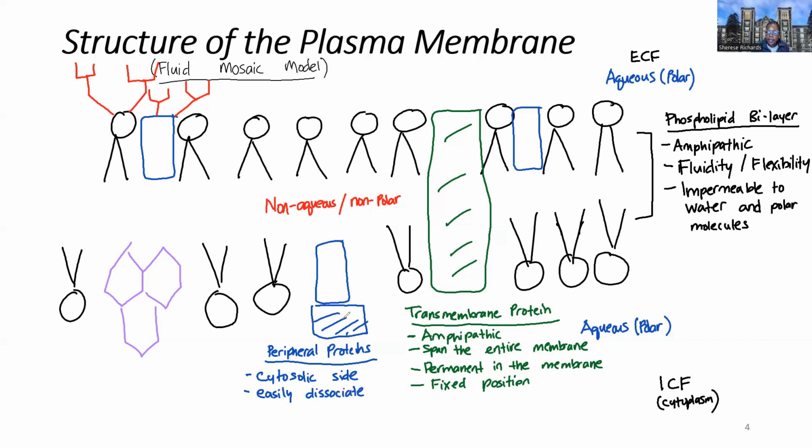And dissociate means that they can move away from the membrane, float across the membrane, right? Not across as in spanning the membrane, but they can move around on the cytosolic surface. So they can move position on the inner surface of the membrane. So they can easily dissociate and move around. They're going to be anchored to the membrane by cytoskeletal elements. Okay.